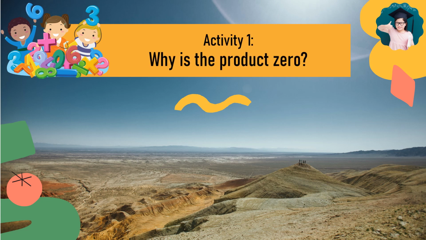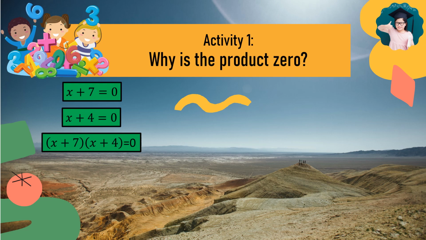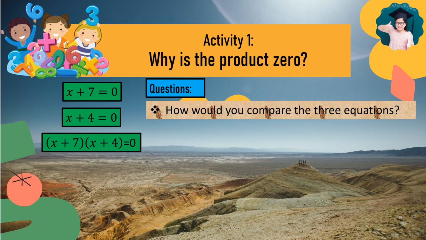Now let's start with activity 1. The title is "What is the product 0?" So we have here some equations, and based on these equations, let's answer the following questions. First question, how would you compare the 3 equations? As you can see, the first 2 equations are linear equations. Why can I say that it's linear? Because we have 1 as the degree here and 1 here also, so they are linear equations.